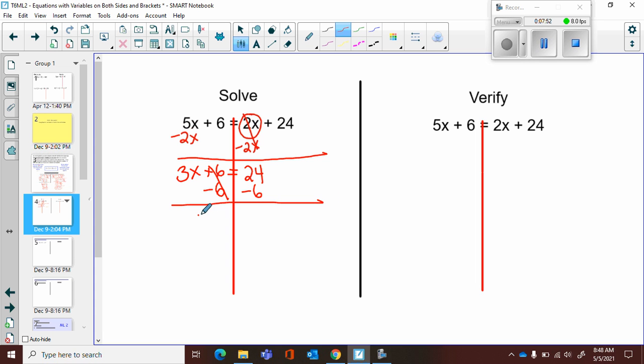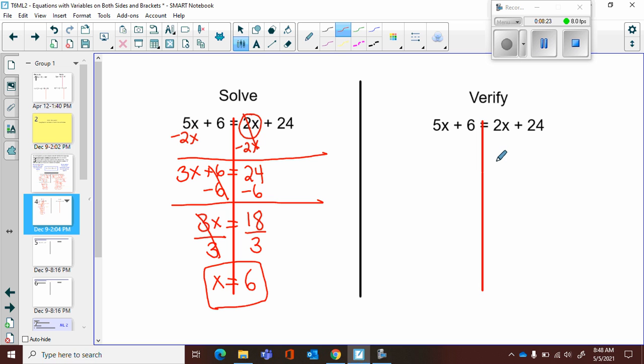These cancel out, leaving me with just 3x on this side. 24 minus 6 leaves me with 18. And then because this is a 3 multiplied by x, I'm going to do the inverse, or the opposite, and I'm going to divide by 3 on both sides. So I end up with x equals 18 divided by 3, which is 6. And here's my answer.